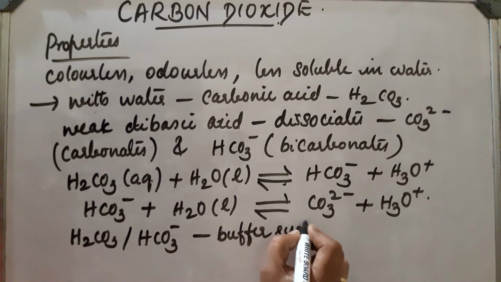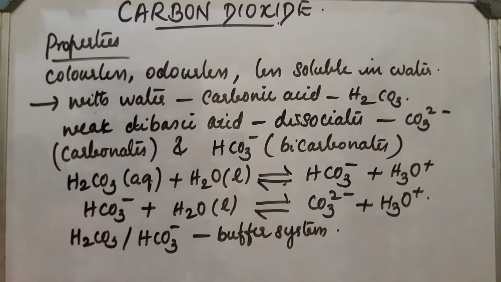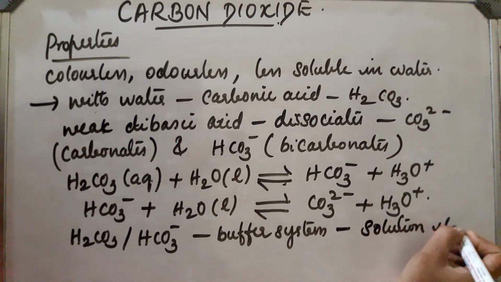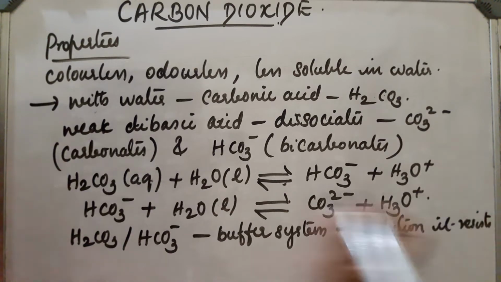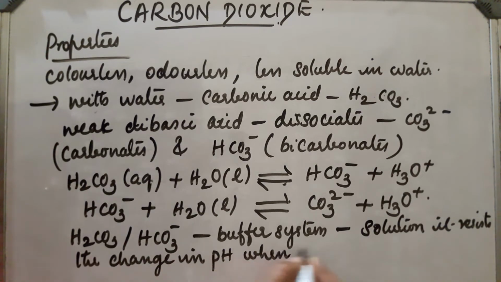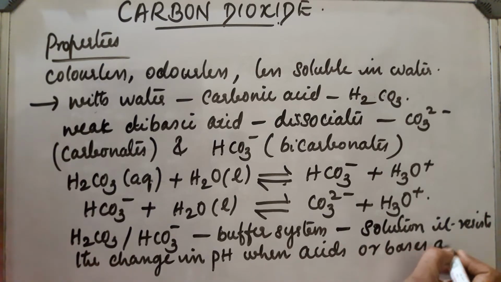What is meant by buffer system? A buffer system is a solution that resists the change in pH when acids or bases are added. So this solution acts as a buffer system.